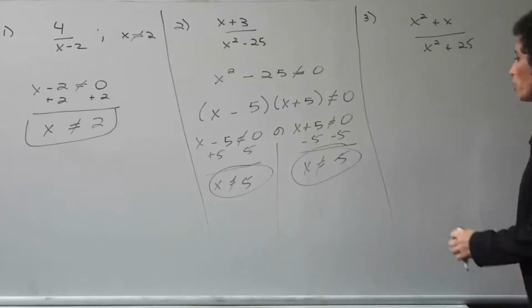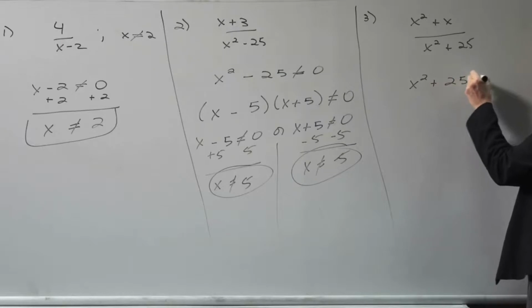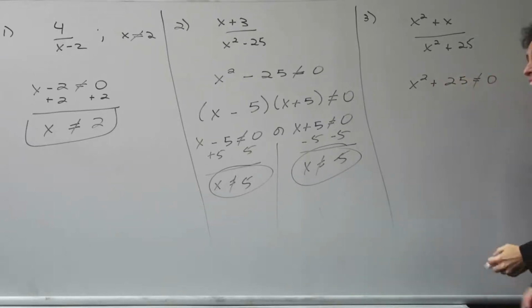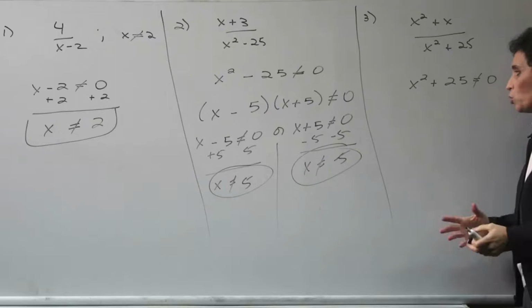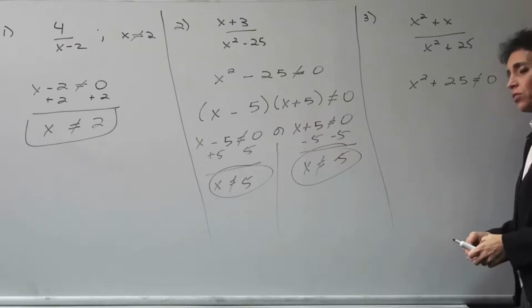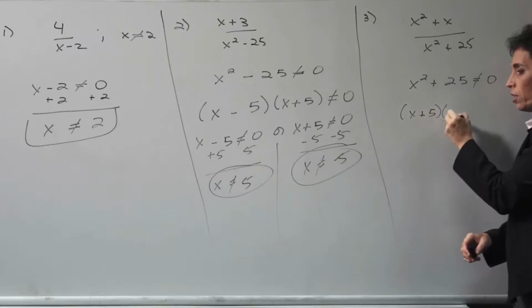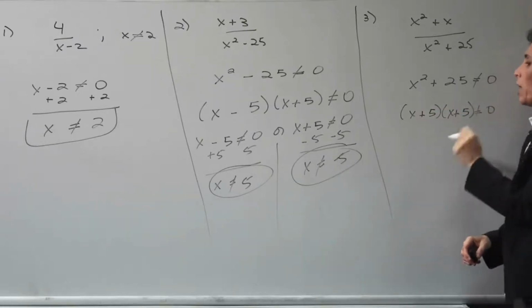If I try to do this one the same way, I have a problem. The problem is I can't factor that, because that's the sum of 2 squares, and there's no GCF. I can't factor the sum of 2 squares. Remember, even if I try to do this, that won't work, because I'll get a middle term. So I can't factor that.